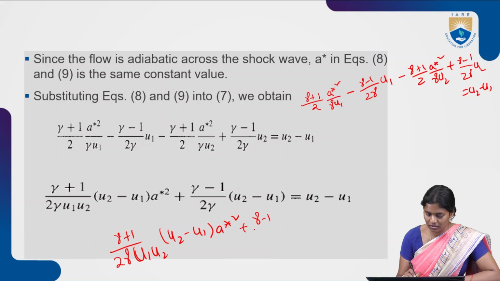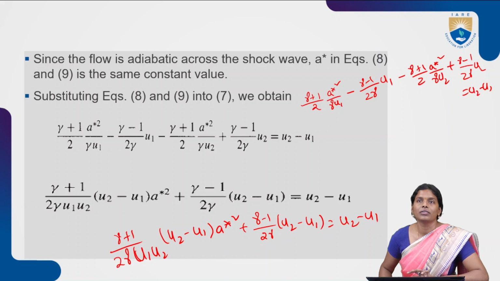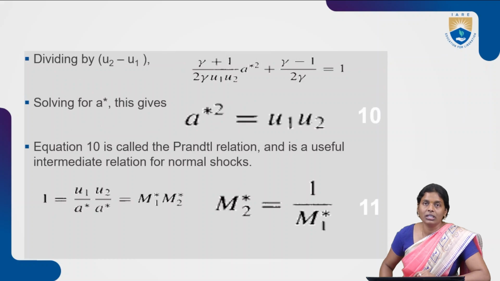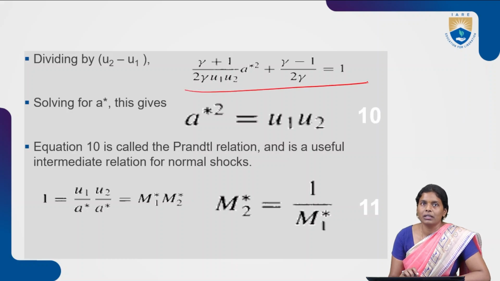So that's where we will be getting this expression of a star square and u2 minus u1 separate, right? This is what we will be getting once we have taken the adiabatic across the shock wave, which means both equations will have the a star value as a constant. We are substituting inside equation 7, right? Now the expression we are dividing by u2 minus u1. Then we will be getting this particular one.